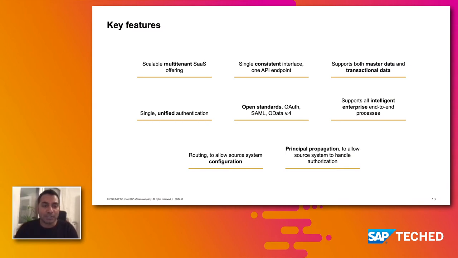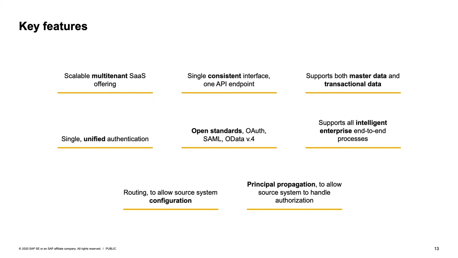Graph is a multi-tenant, scalable SaaS offering. It consists of one interface, one API endpoint, basically one API to all SAP managed data. It allows access to master data, but also transactional data. So it is not limited to one type of data. It provides a unified authentication. So when a user uses the Graph API, they don't have to authenticate against each of the business systems that are available in the landscape. They just need to have authenticated once. It's built on open standards, SAML, OData version 4, OAuth, etc.